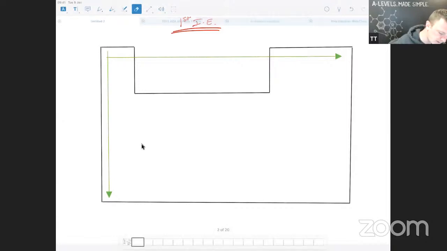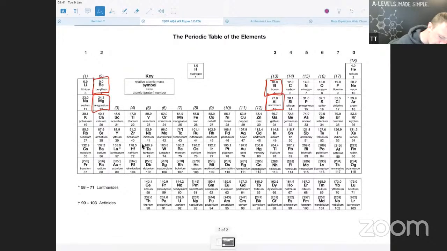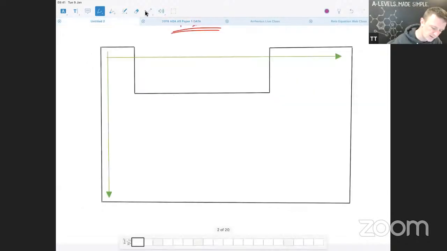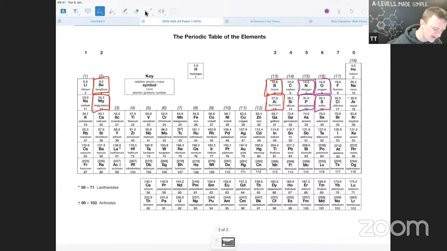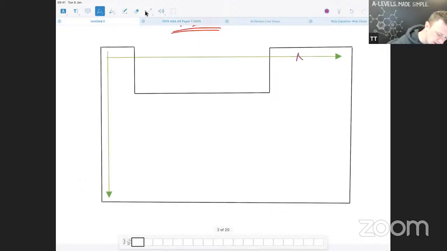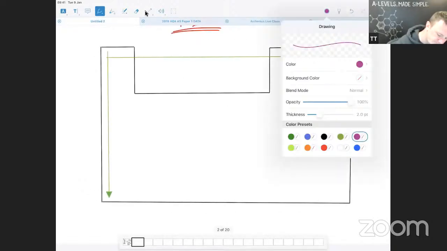What are other exceptions? Well, they are nitrogen and oxygen and phosphorus and sulfur. Okay, so I'm just catching up on the comments. So let's do nitrogen and oxygen. Okay, so that is 7 and 8. So we've got nitrogen and oxygen here.